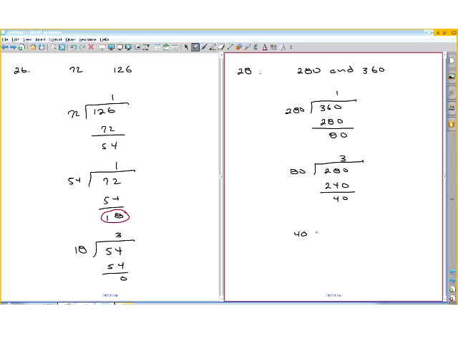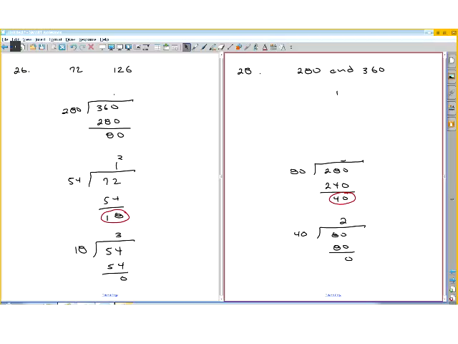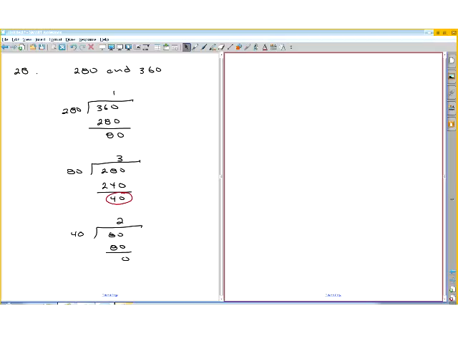Okay, now we take 40 down here, and we bring the 80 down to here. It goes in 2 times, we get a 0 remainder. So we go back up to here, and it says 40, which is true. 280 divided by 40 is 7, and 360 divided by 40 is 9. Interesting. Okay. So let's stop there.